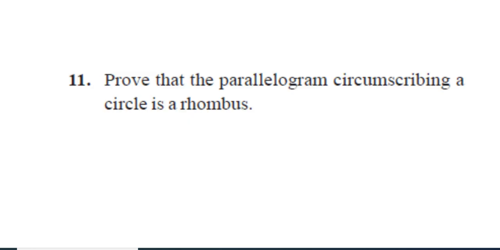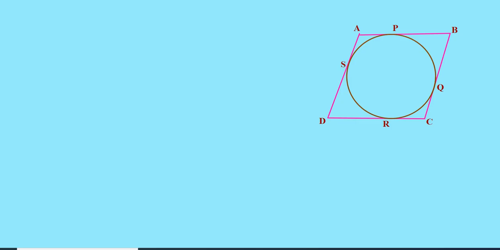The next question is, prove that the parallelogram circumscribing a circle is a rhombus. Let us look at the figure. Here ABCD is a parallelogram. Each side of the parallelogram touches the circle at P, Q, R and S respectively. You have to prove this parallelogram is a rhombus.